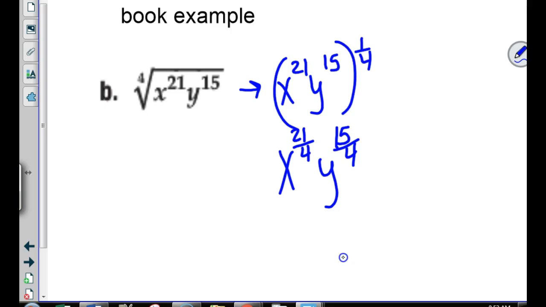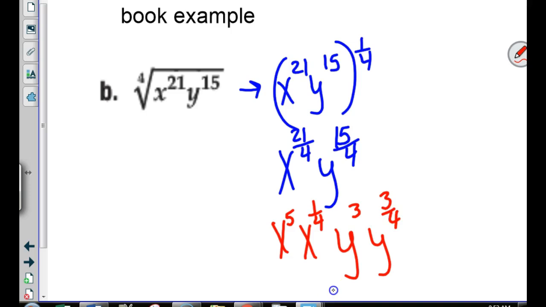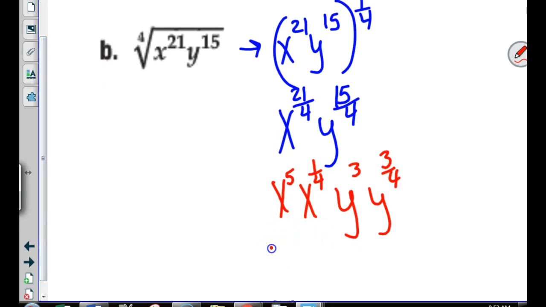The problem is you need to separate out the whole numbers. So what's 21/4? How many times does 4 go into 21? Okay, so it's 5 whole with what left over? 1/4. How many times does 4 go into 15? So you'd have 3 with what left over? 12, 13, 14, 15, 3/4. I don't think this is going to be the way you're going to choose to do this. So we have x to the 5th and y to the 3rd.